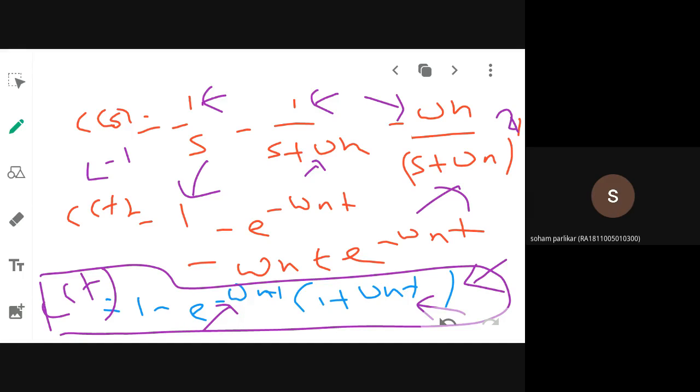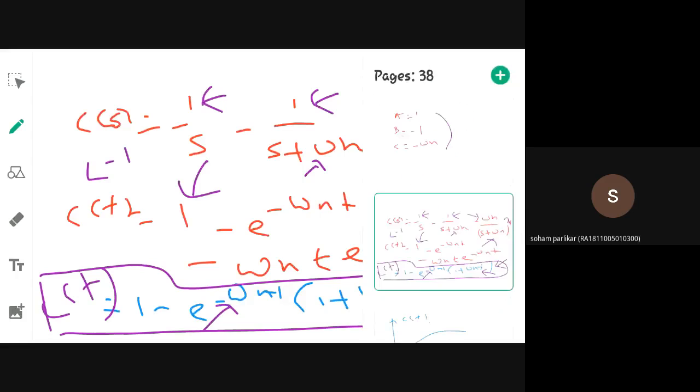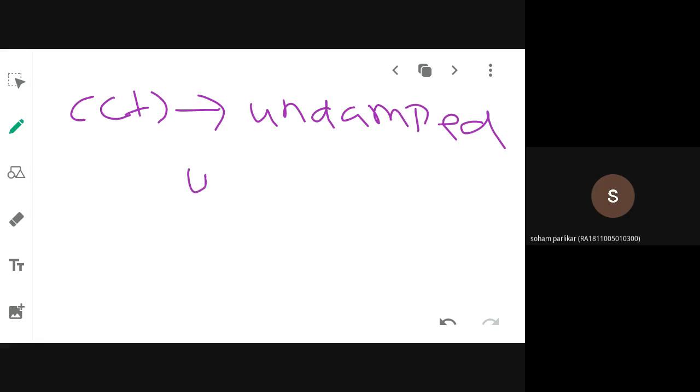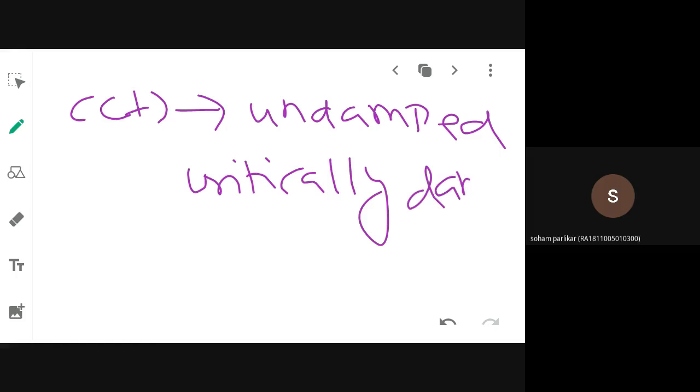Okay, so 2 time responses we have derived. What are the 2 time responses that you have derived? C of t we have derived for 2 cases. What are the 2 cases that we have done now? Undamped and critically damped. First one is for undamped, and we have derived for critically damped. Okay, by applying what input? Unit step. R of s equal to 1 by s.